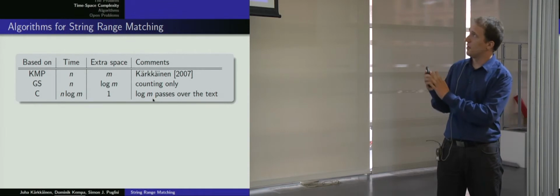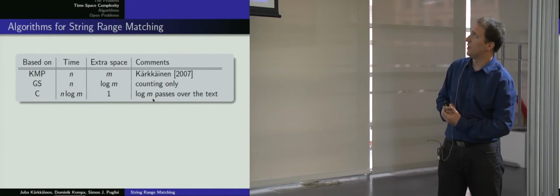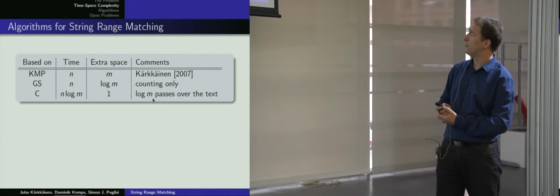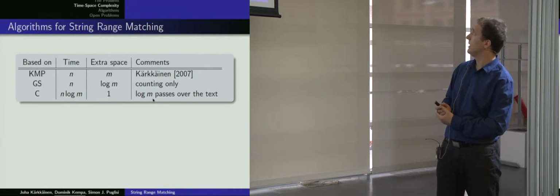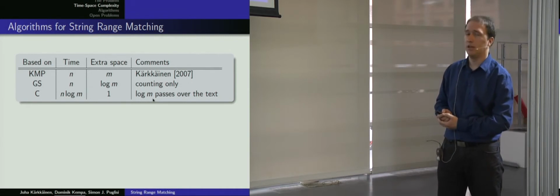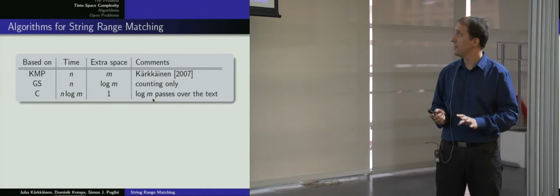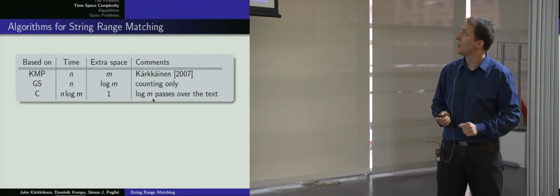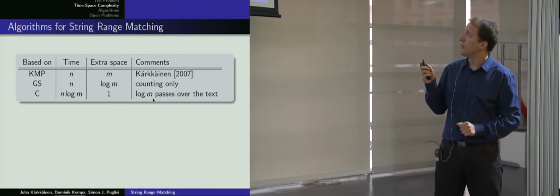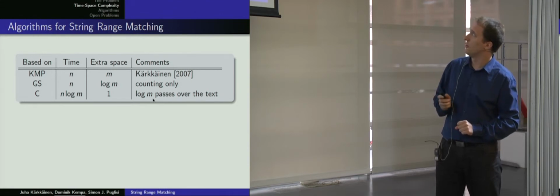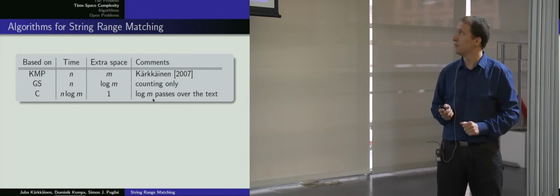So this is a summary of algorithms for string range matching. The first algorithm is due to Kärkkäinen from 2007. It's based on KMP, and so it's using order M space. But in this talk, we will discuss the remaining two algorithms, which are the main contribution of our paper.